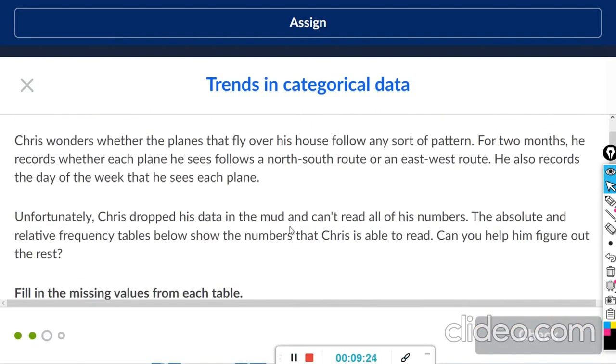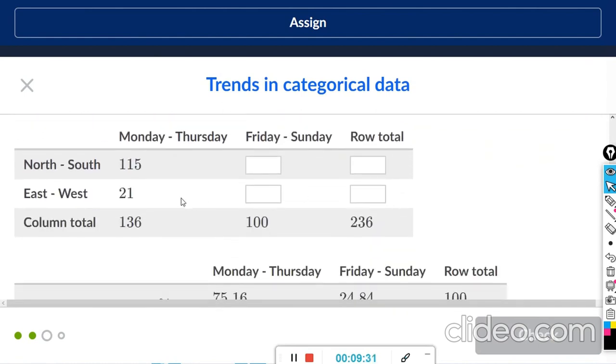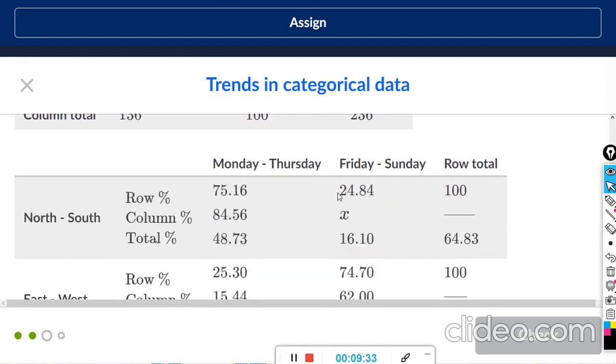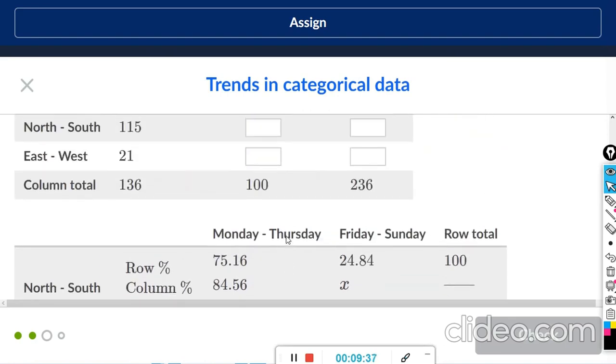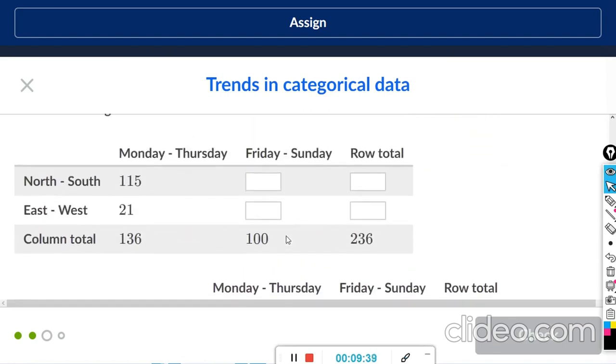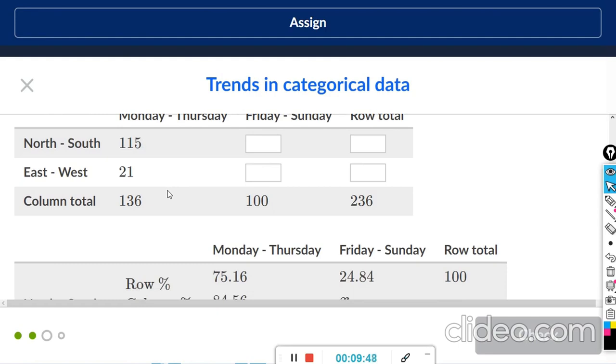Okay, again, this has a long write-up. I'm not even going to read the write-up. Let's just go to the table and filling the missing values. All right, here's the table, and they gave us the row and column percentages. All right, so let's see. For north-south and Monday, Thursday, we have 115.